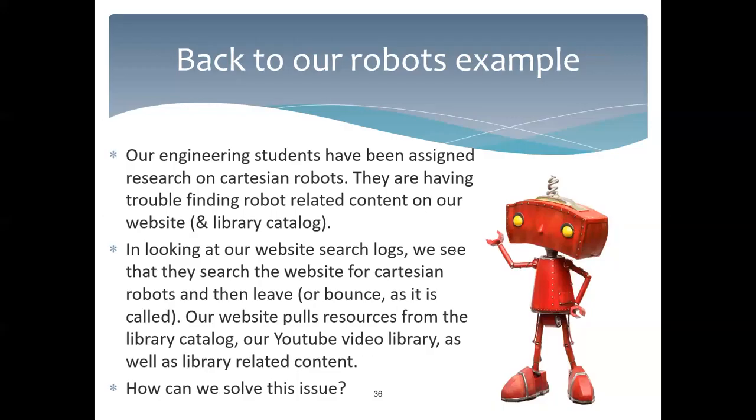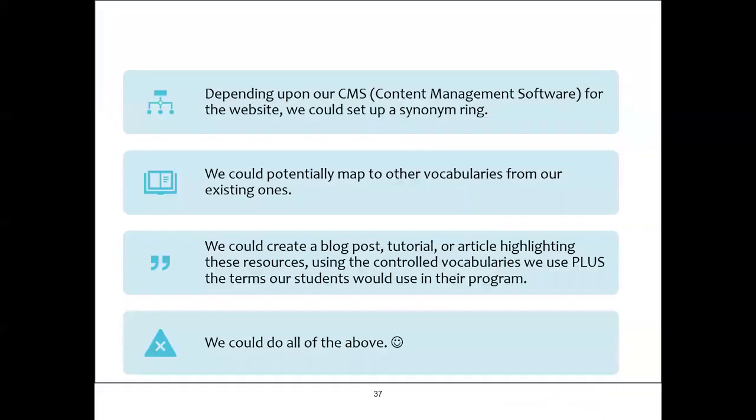Our website pulls resources from the library catalog, so books and things like that, from our YouTube video library, as well as other library related content we have created on our website. So, you know, in our library catalog, we have some controlled vocabularies. In YouTube, we have some tags. And then we have all the different things we've blogged about and posted about. So how could we resolve this?